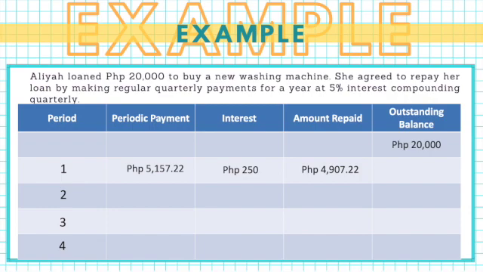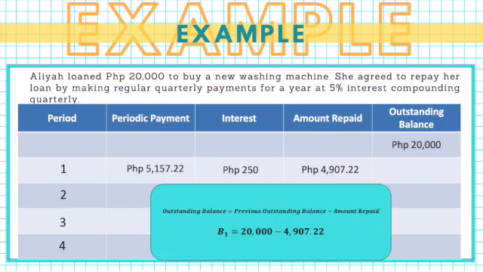Now we are going to compute for the outstanding balance, or how much of the principal is repaid on the first period. To compute for the outstanding balance, we take the previous outstanding balance and subtract the amount repaid for the period. In this case, our outstanding balance is 20,000 pesos since it's just the first period. We subtract the amount repaid, which is 4,907 and 22 centavos, which gives us 15,092 pesos and 78 centavos.